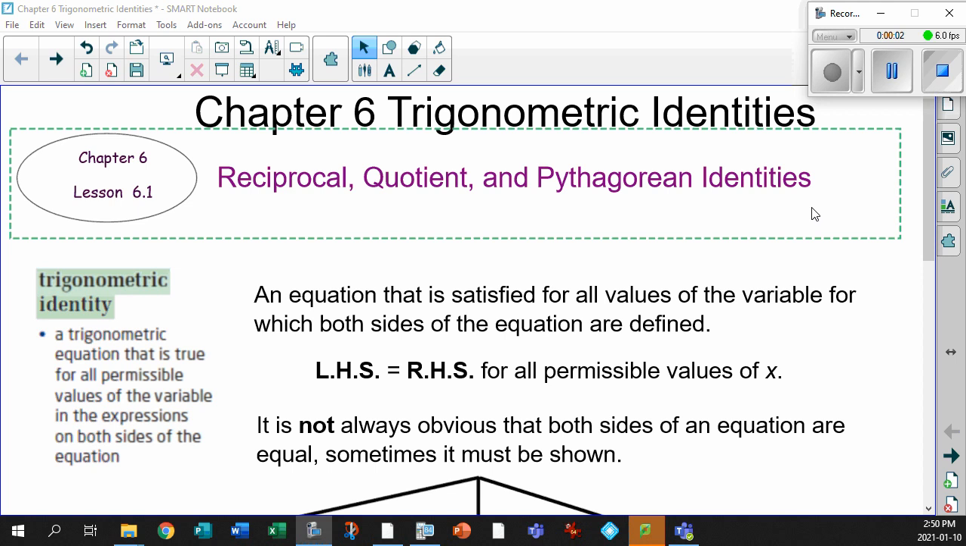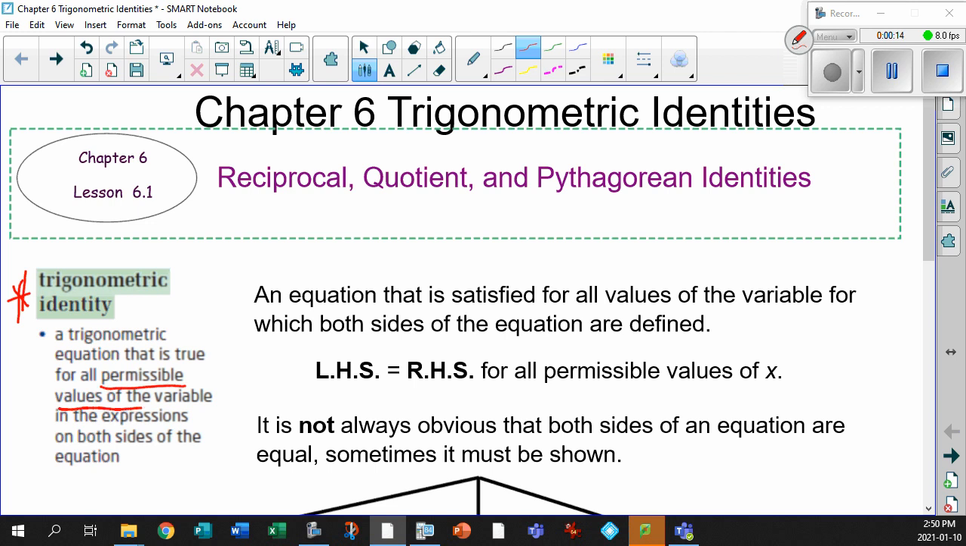Welcome to Trigonometric Identities. Now, what is an identity? Let's go through that first, which is right here. This is right out of your textbook. This is a trigonometric equation that is true for all permissible values of the variable.